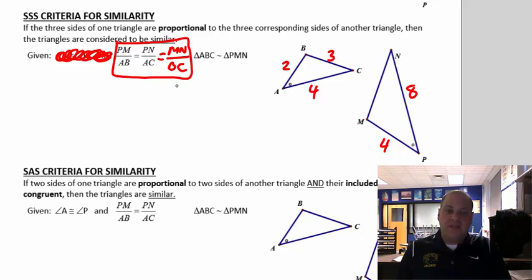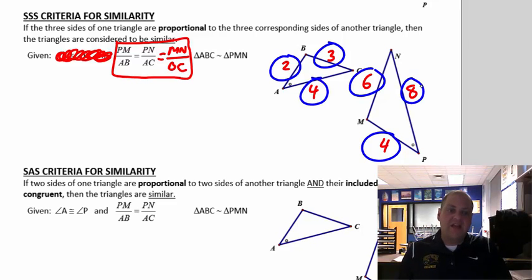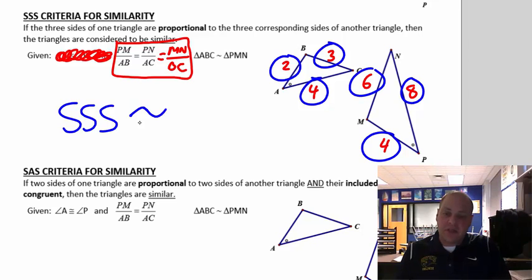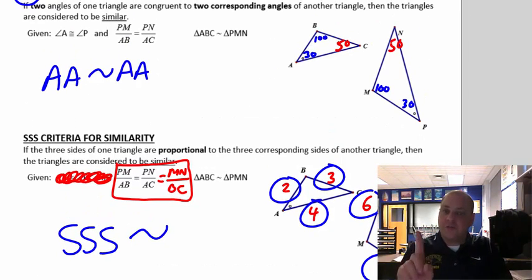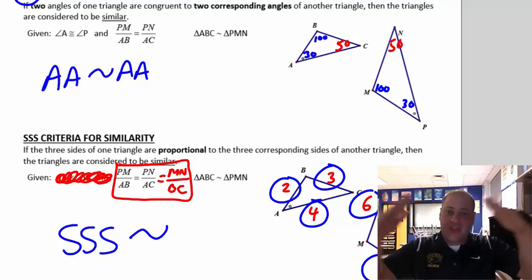And then BC goes to MN, so this would be 6, right? Double. So see how 2 went to 4 and 3 went to 6 and 4 went to 8. They all doubled. 2, 3, and 4 all doubled to 4, 6, and 8. If they all are in the same ratio, okay, then we know for sure that the triangles are similar. So that's called SSS criteria for similarity. This is called SSS similarity, not congruence. Different from SSS congruence. SSS congruence means this side is congruent to that side. They're the same length.